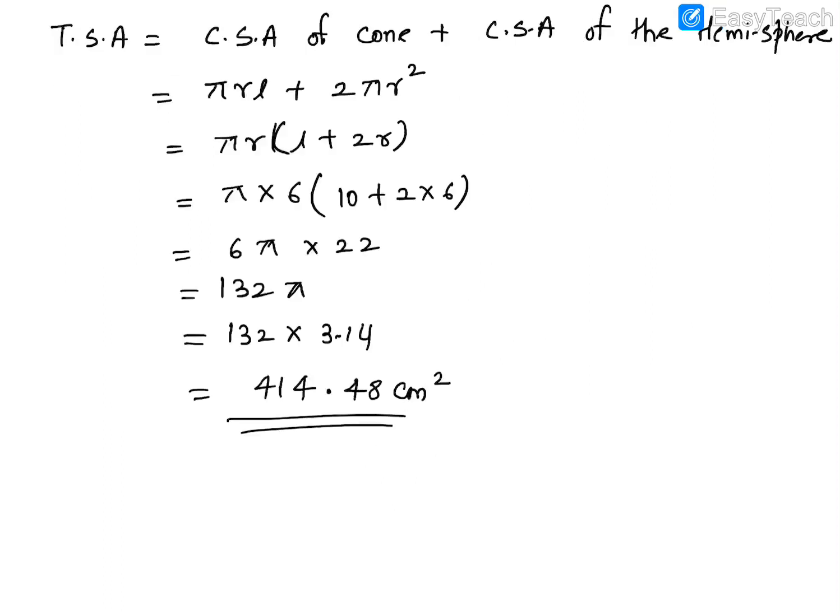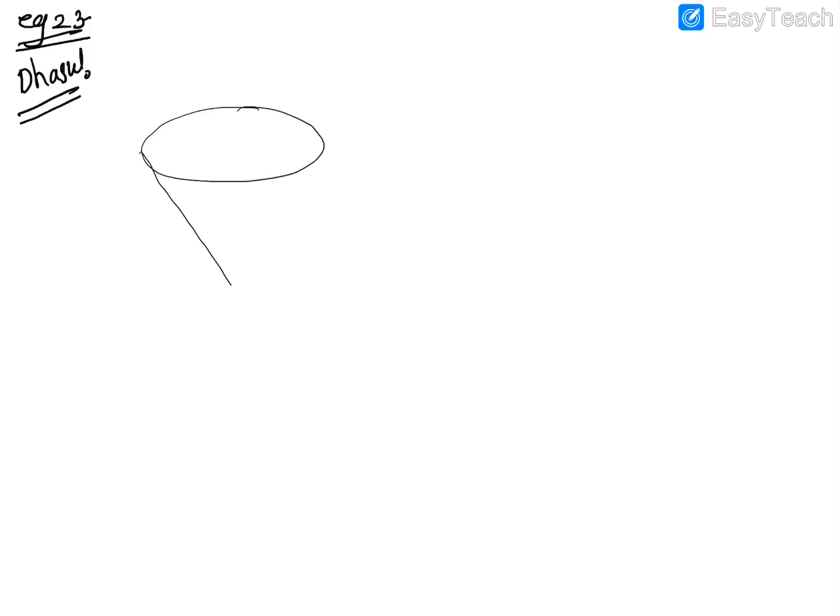Okay, next, example number 23. You can mark this as a Dhasu problem actually. This has got a little more application, needs a little more imagination also to understand. So see, in this one again, you're given that there is a cone. Say out here we've got a cone, and on the top of this cone they have put a hemisphere. That's a hemisphere.